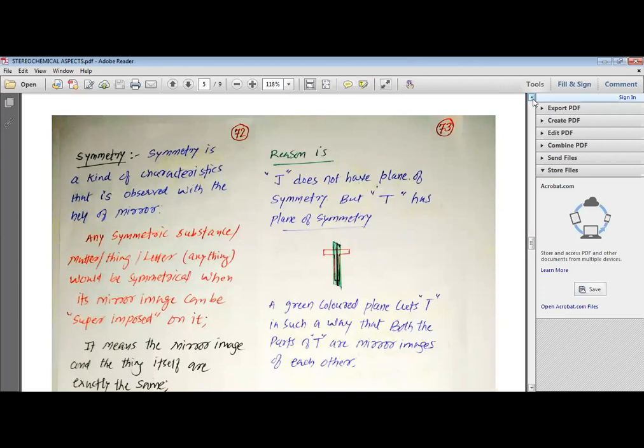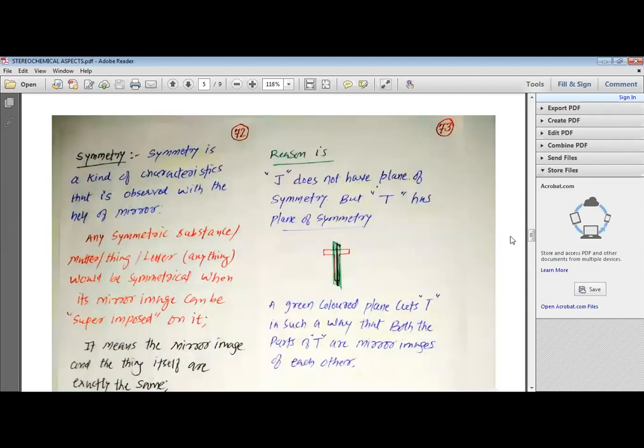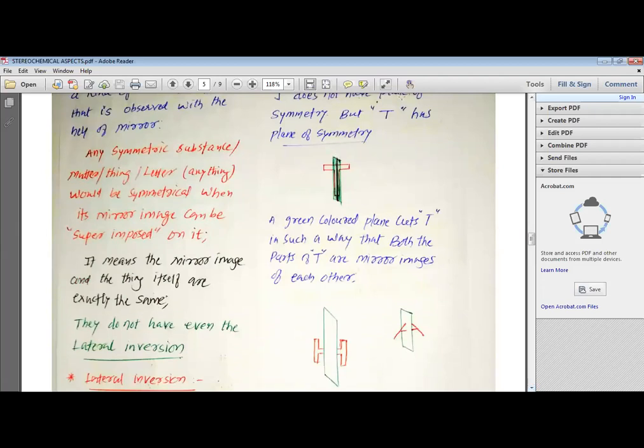Now, why? Let us try to read what we have written. J does not have a plane of symmetry, but T has a plane of symmetry. Now again we have got one new word. What is this plane of symmetry? I have shown you the plane of symmetry here. My dear students, this plane which is shown with the green color is the plane of symmetry.